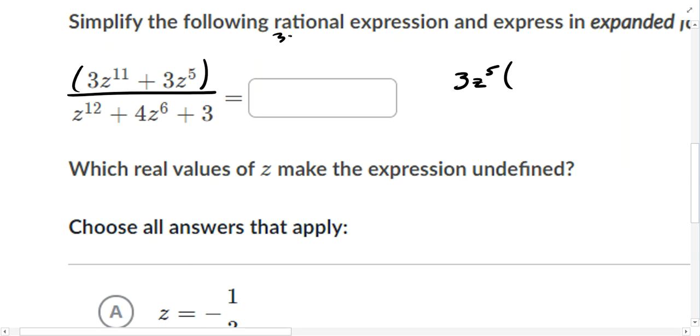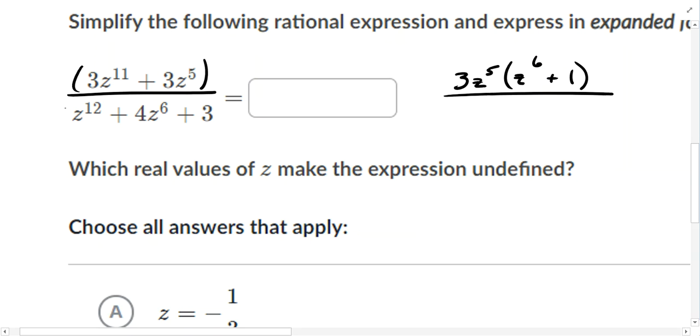I'm thinking in my head, 3z to the 11th divided by 3z to the 5th. Well, I know the 3's are going to go away. Z to the 11th divided by z to the 5th would require a subtraction of exponents if the bases are being divided. So that leaves me with z to the 6th power. And then for the second term, similarly, 3z to the 5th divided by 3z to the 5th is simply the number 1.